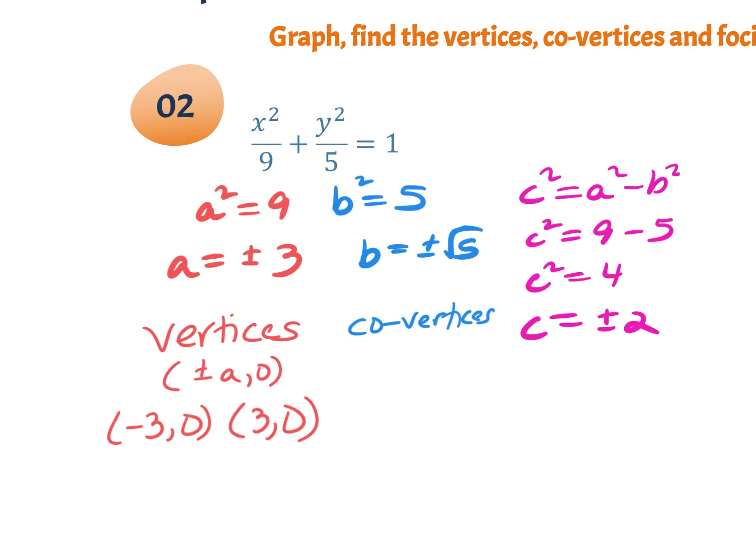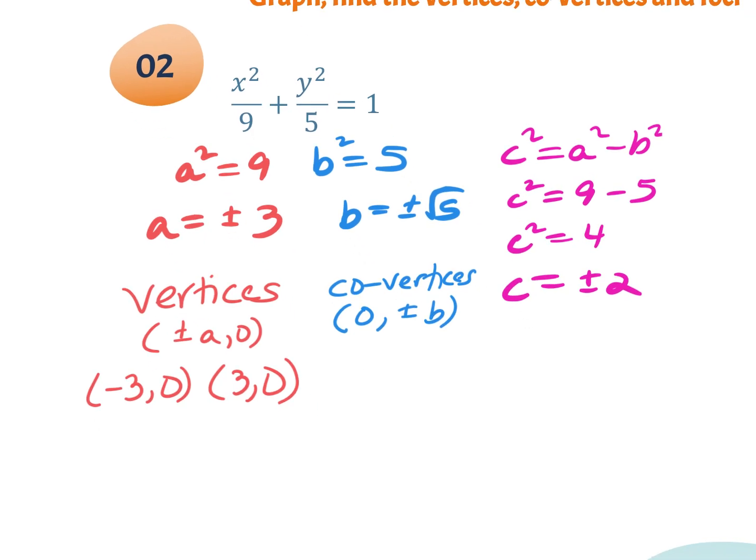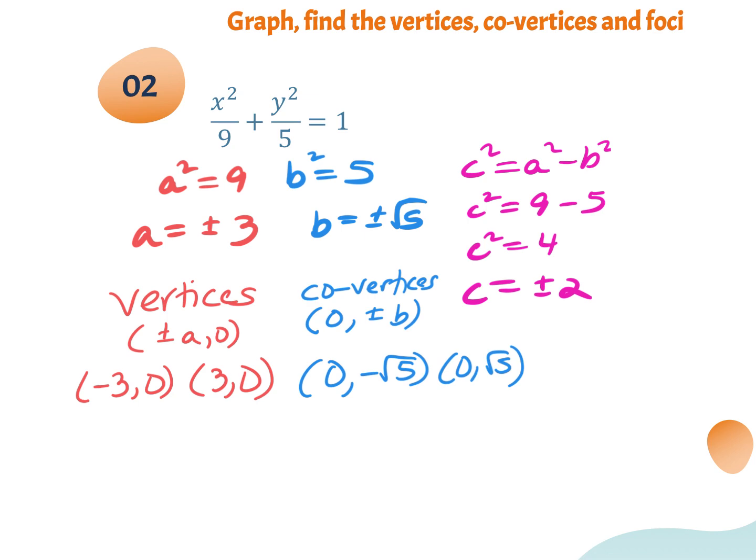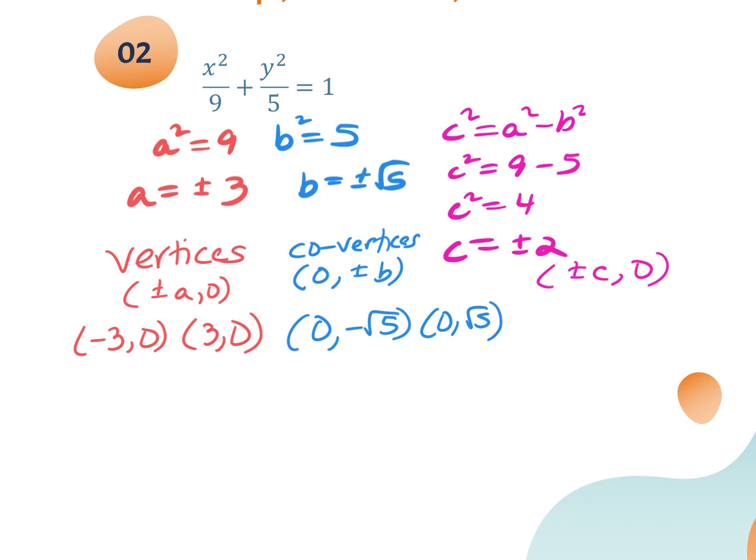And again, this one's going to be 0, comma, plus or minus B, because B's under Y. So then here, it'll be 0, comma, negative square root 5, and 0, comma, positive square root 5. The focus points are always the same as the vertices, so plus and minus C, comma 0. So this one's going to be negative 2, comma 0, positive 2, comma 0.